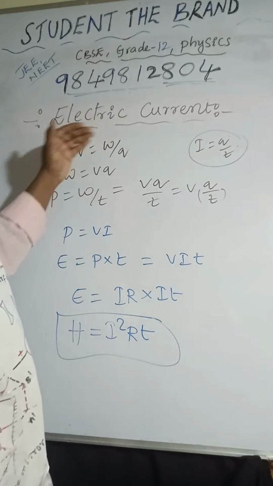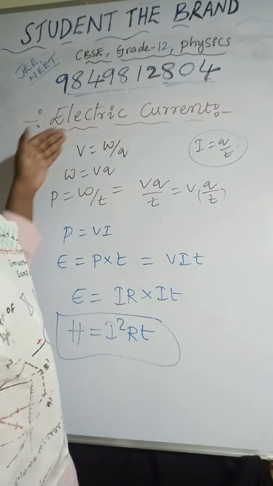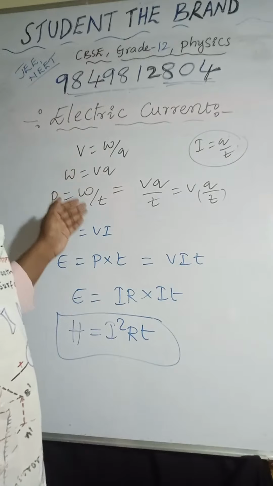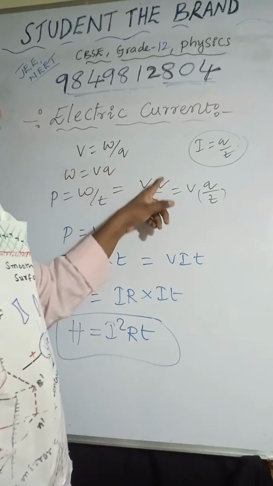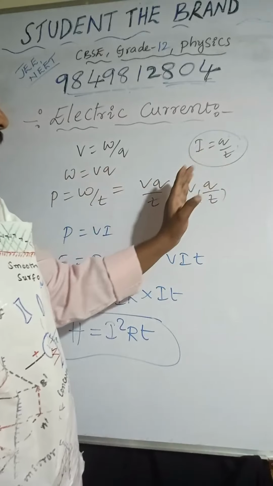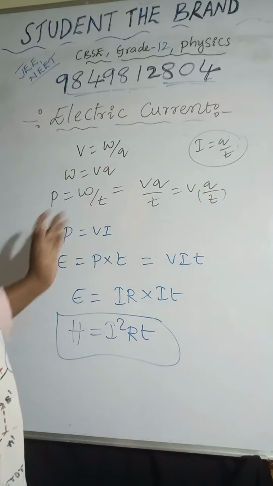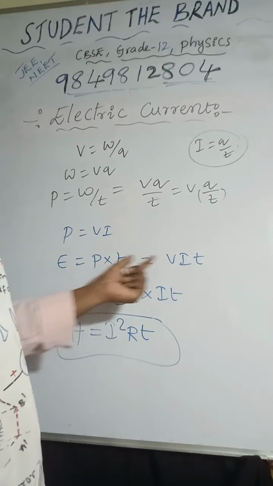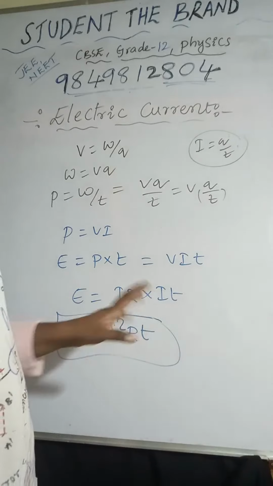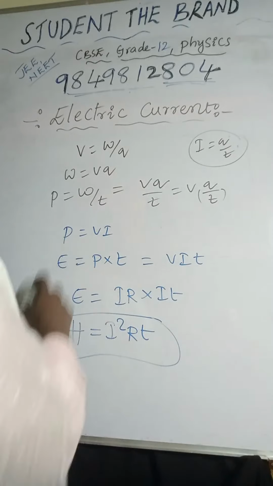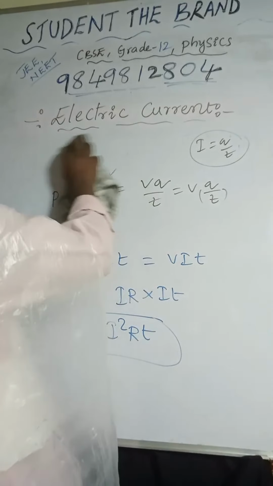So V equal to W by Q, so we know potential is W by Q. W equal to VQ. P equal to W by T, so VQ by T. Q by T is nothing but current, so V into I. Energy equal to P into T, so VI into T, equal to IR into IT. So H equal to I square RT. Okay, that's enough. This is also known as Joule's law of heating.